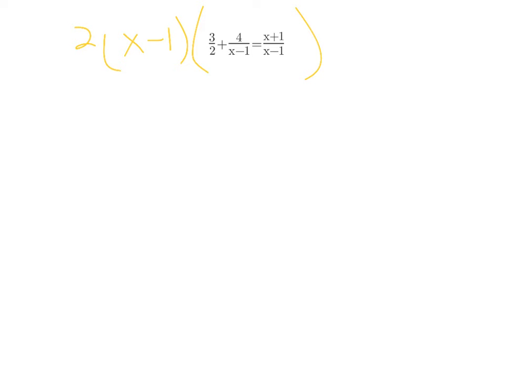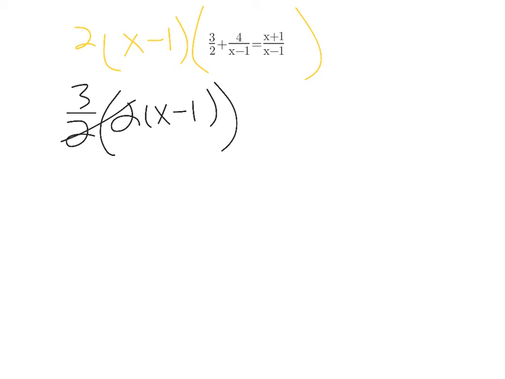So I'm going to multiply my entire equation by that denominator. When I multiply 3/2 by 2 times the quantity of x minus 1, the 2's cancel out and I'm left with 3 times the quantity of x minus 1, or 3x minus 3.